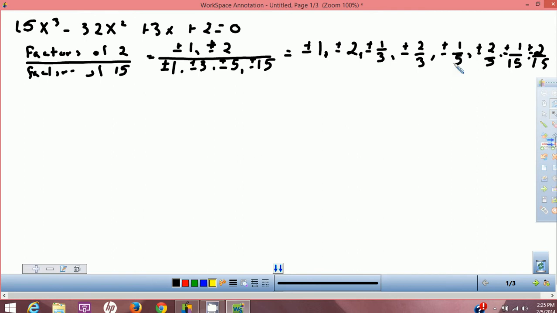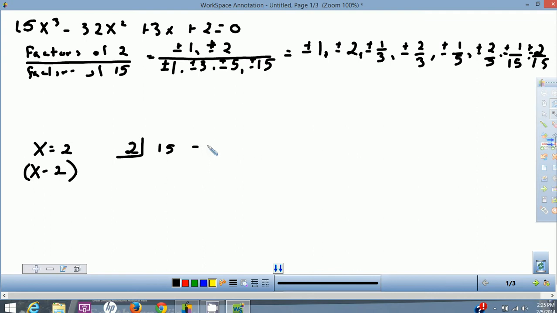If I do that and I look, it tells me that x equals 2 appears to be a zero of this function. So I have a factor here of x minus 2. Let's test this 2 and see if it works. Well, how can I do that? Let's use synthetic division. Put the 2 in the box, and set up synthetic division: 15, negative 32, 3, and 2. There's all my coefficients. First number comes down.